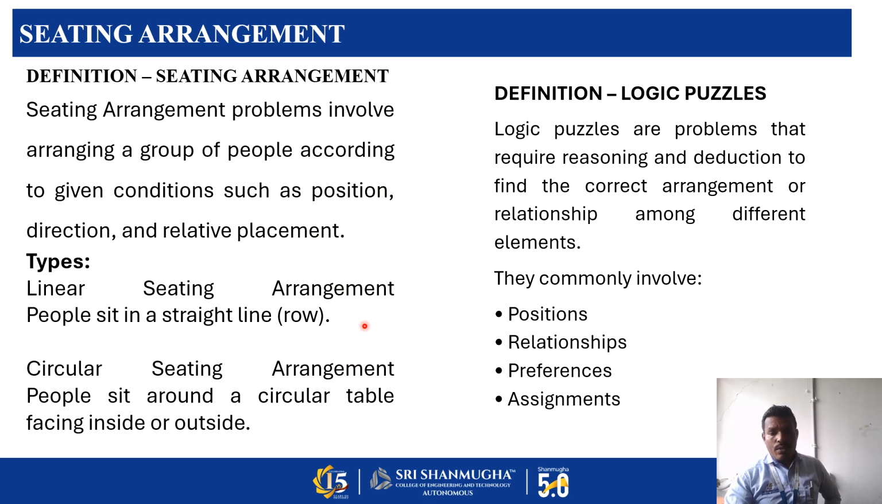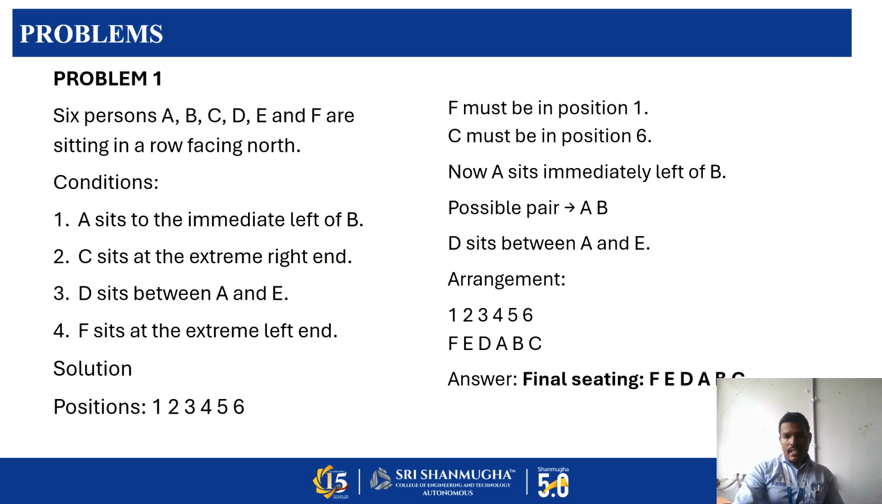A straight line, a row, is linear. A circular disk is the circular seating arrangement. Examples come during exams. Logical puzzles are problems that require reasoning, attitudes, and prediction to find the correct arrangement or relationship among different elements: position, relationship, preference, and assignments. We'll see the problems in the next slide.